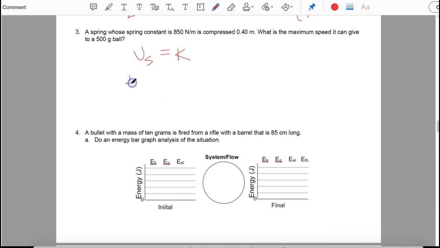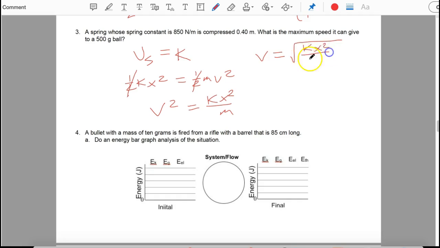Our US, remember, is 1/2 kx squared, and that's equal to 1/2 mv squared. We're looking for the velocity, so let's go ahead and solve this equation for velocity. Our 1/2s we can get rid of. We know k, we know x, we know m, and we're looking for v. So v squared is going to be equal to kx squared all over m. If I take the square root of both sides, I'm going to end up with v equal to the square root of kx squared all over m. And I'm just going to leave that there. Let's go ahead and plug our numbers in.